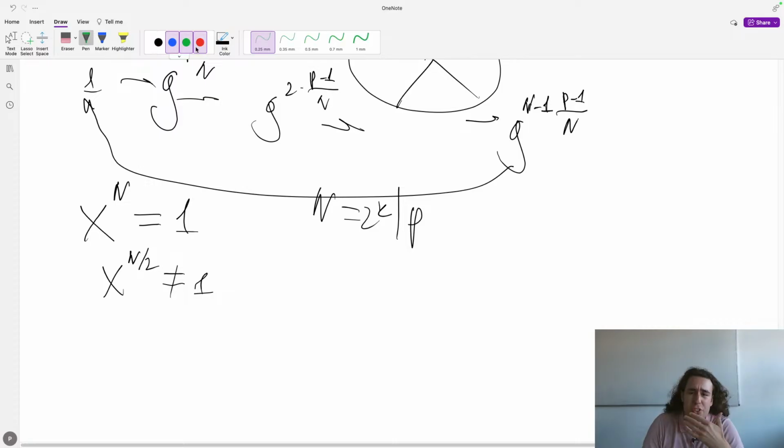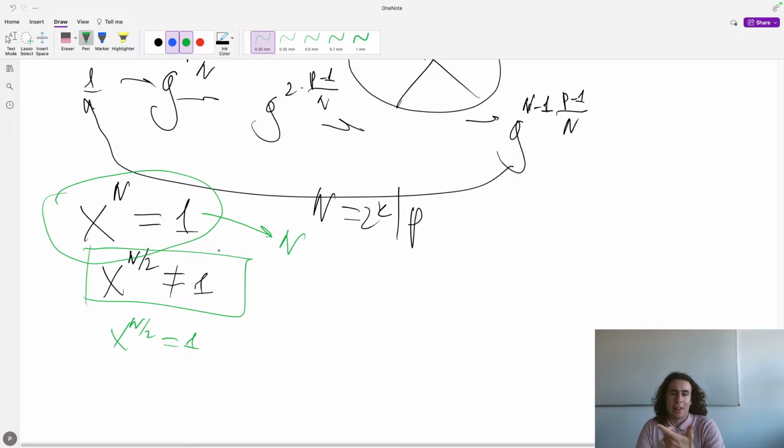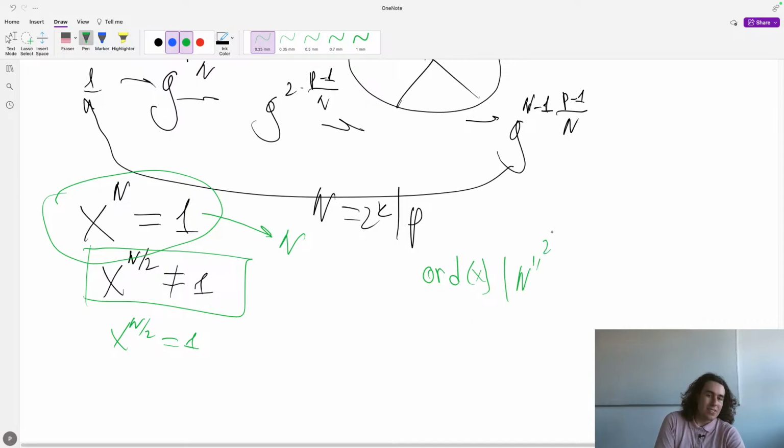Actually, there are a bunch of such solutions, right? If we have a polynomial x to the n is equal to 1, we actually have n solutions to this. We are only interested in the ones out of those that don't satisfy x to the n half is equal to 1. Wait, actually, I didn't explain that, right? Why n half? Well, because we know that x to the n is equal to 1, right? So we know that order of x is a divisor of n, so a divisor of 2 to the k. So order of x is also some power of 2.